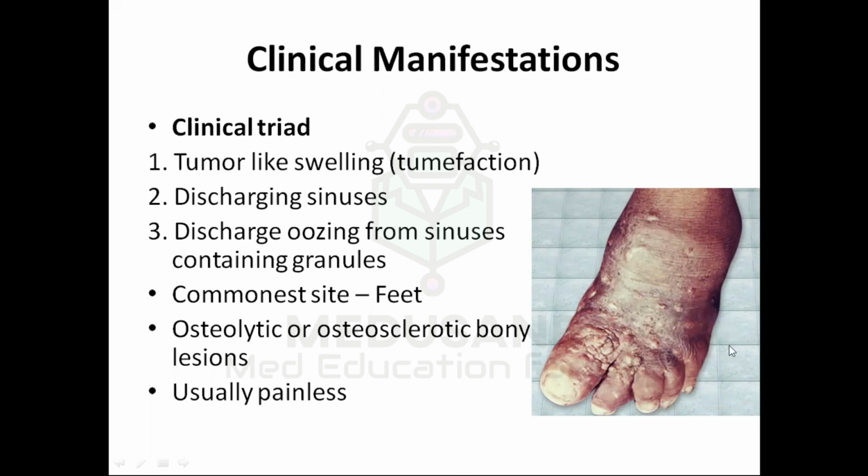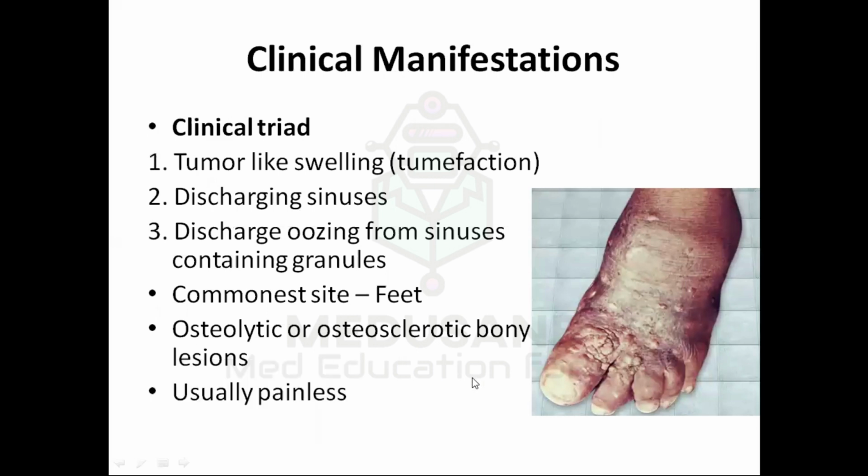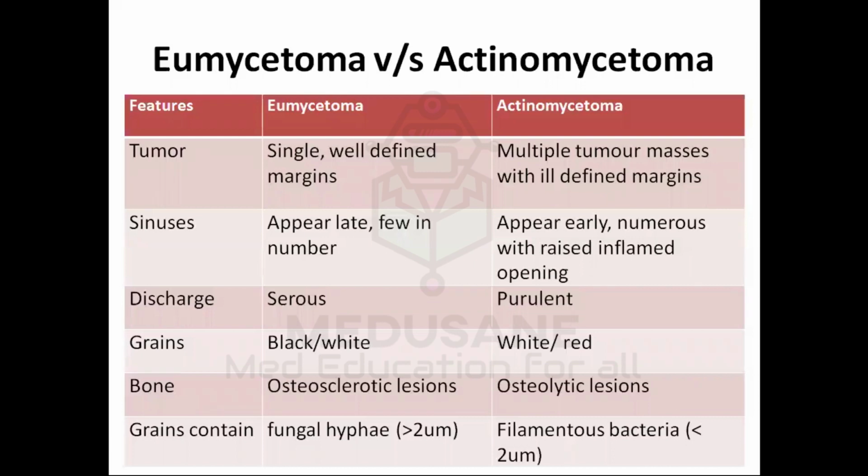Okay, and sometimes it may enter into the bony lesion and cause osteolytic and osteosclerotic bony lesions also. Usually it is painless. Okay. So in eumycetoma versus actinomycetoma, the tumor caused by eumycetoma is single with a well-defined margin, and actinomycetoma is multiple with an ill-defined margin. Sinuses appear late here, and appear early here. Discharge is serous, and here it is purulent. Grains are black to white in eumycetoma, here white to red. Bone involvement is an osteosclerotic lesion, here it is an osteolytic lesion. Grains contain fungal hyphae, here it is filamentous bacteria.